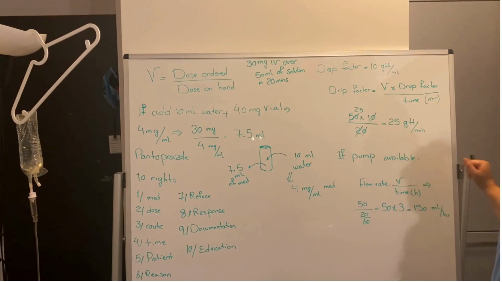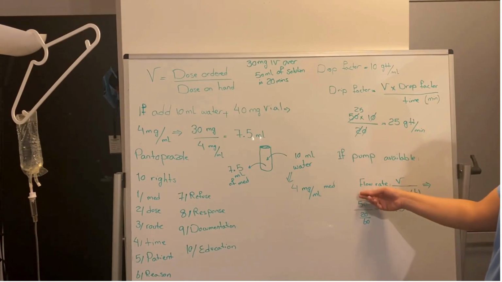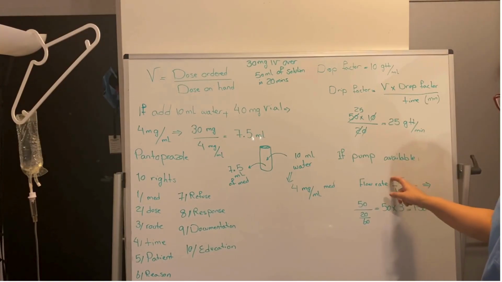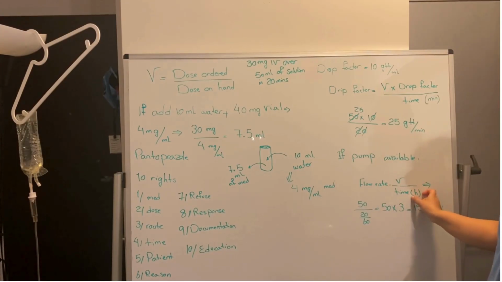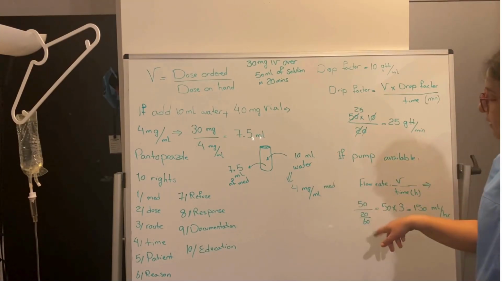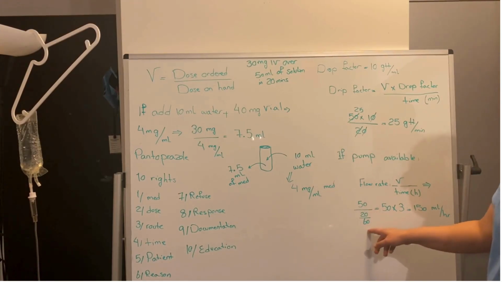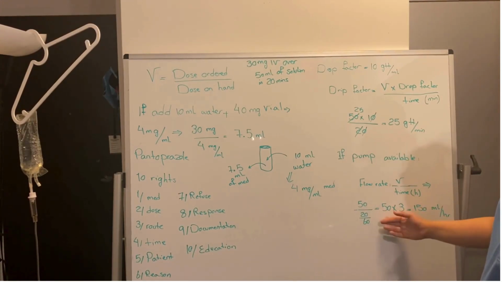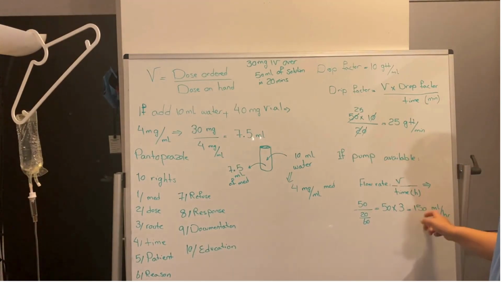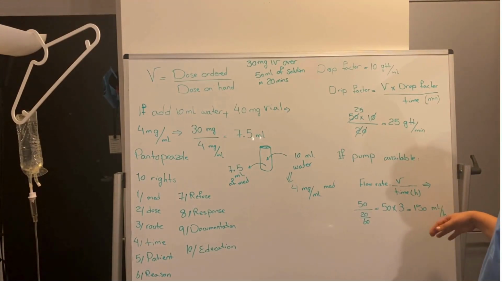If we have a pump, we need to calculate the flow rate. Flow rate is the volume divided by time, but the time should be in hours. So the volume is 50, the time is 20 minutes, and we're going to divide it by 60 to change it to hours. The final answer should be 150 ml per hour. We have to insert this amount in the pump.